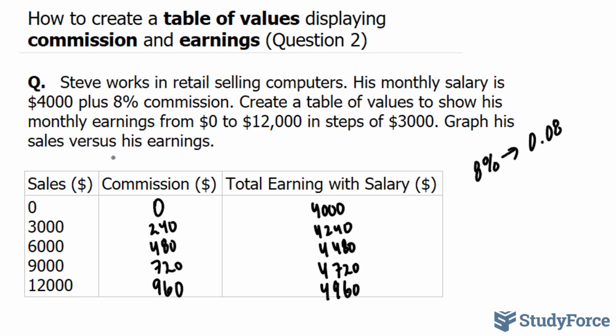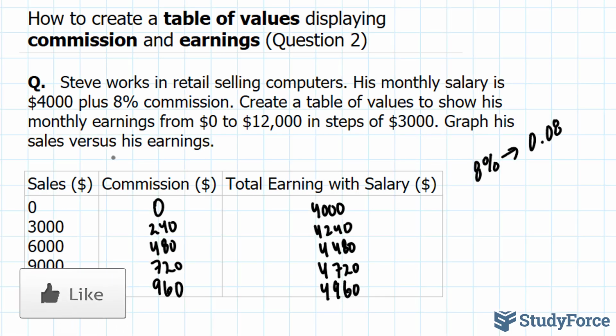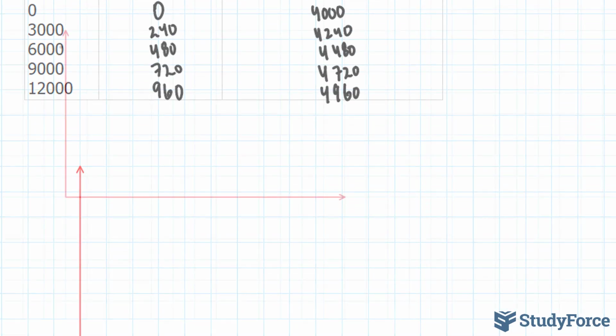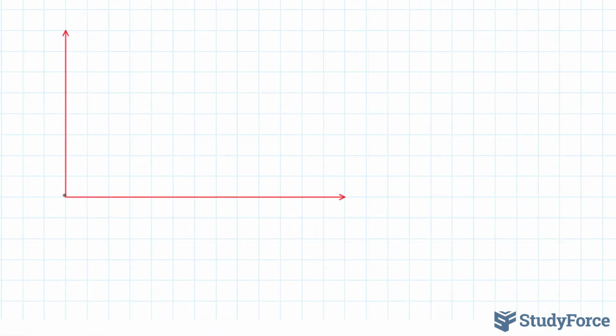Once you have set up your table, you want to create a graph, and the graph needs to represent sales versus his total earnings. Here's how to set up a graph. The first thing that I've done is converted my paper into graph paper. In addition, I've created an L that will represent my independent variable and my dependent variable.